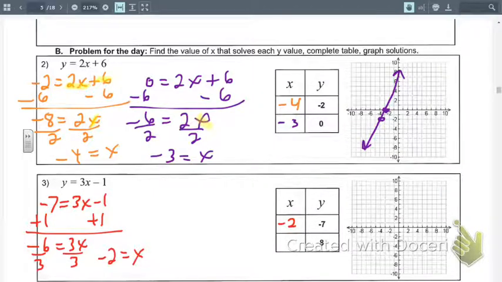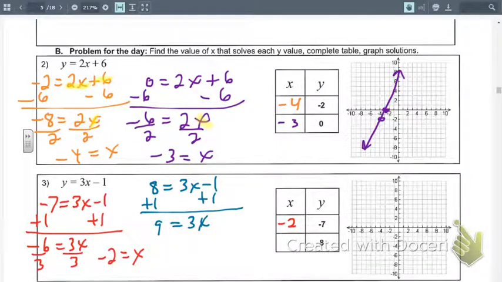Alright, now we're going to plug in 8 for y. So that equals 3x minus 1. We're going to add 1 to both sides. So 9 equals 3x. Divide both sides by 3. So 3 equals x. So we'll plot these points, 3, 8. Negative 2, negative 7.